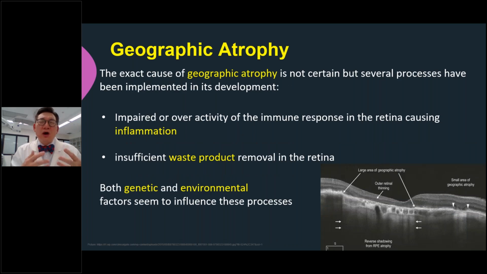We don't know for certain what the cause is for geographic atrophy, but scientists have identified several processes. We believe that impaired or overactivity of the immune system in the retina, which cause inflammation, may not be normal in patients who develop geographic atrophy.